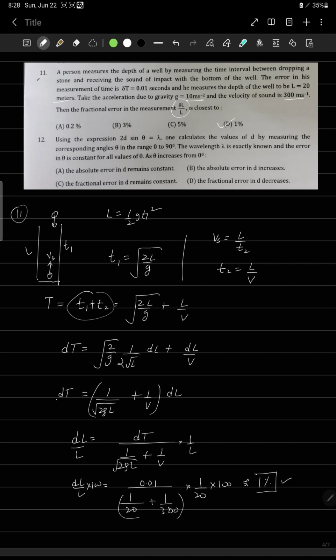So that's what the question is. This is a good, important question. Hope you understood this one. Now let's move to the next question.